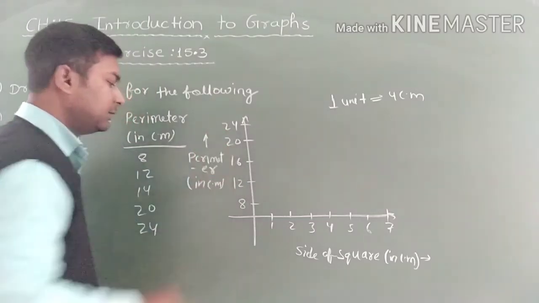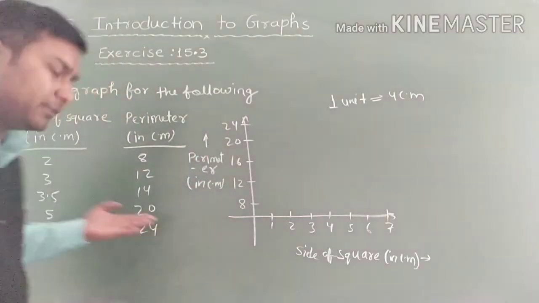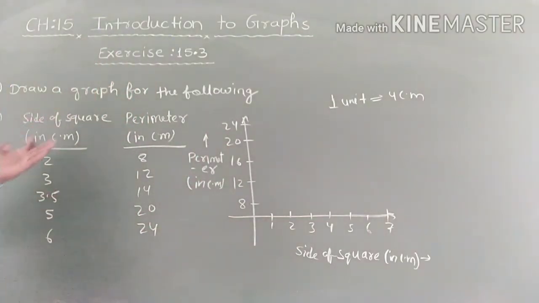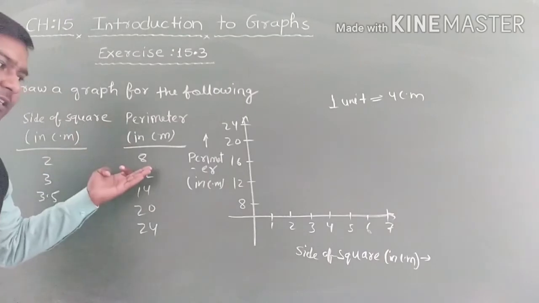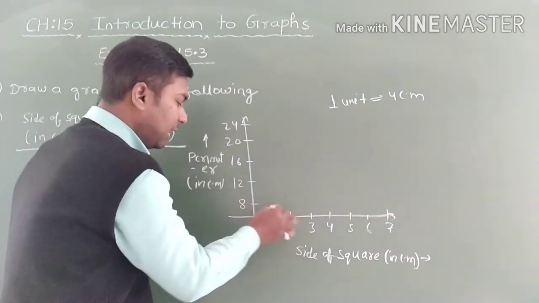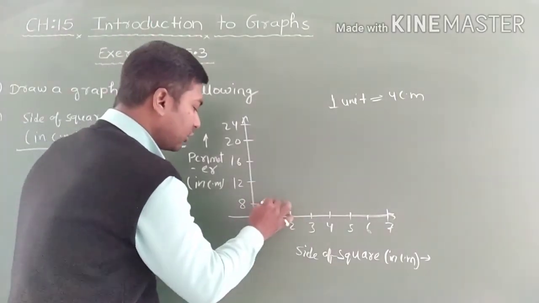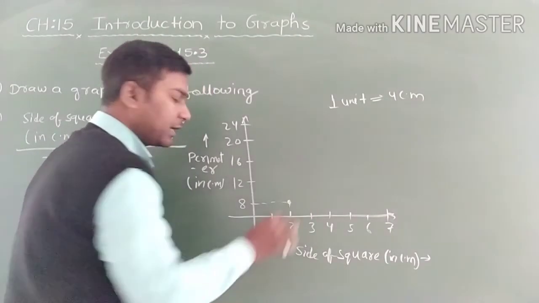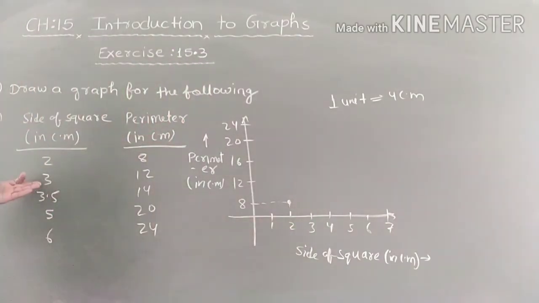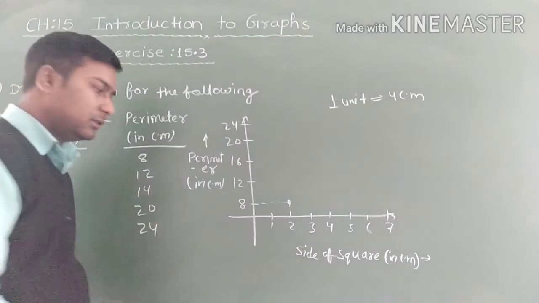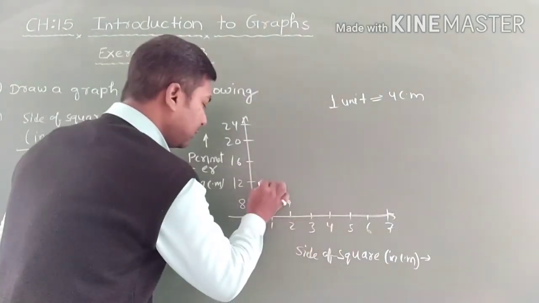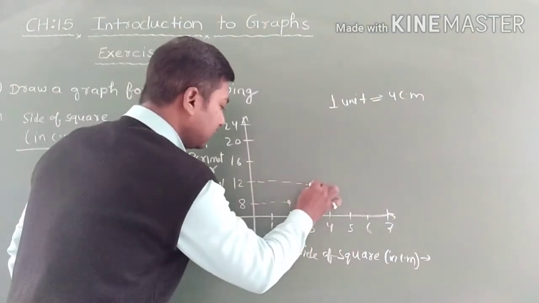Okay, now let's see here. Side of square is 2 centimeter, then perimeter will be 8 centimeters. Okay, so 2 and this will be 8. Now draw a dotted line to this point. Okay, now next, side of square will be 3 and perimeter will be 12. So this will be 3 and perimeter will be 12. So draw a dotted line again. So this point.